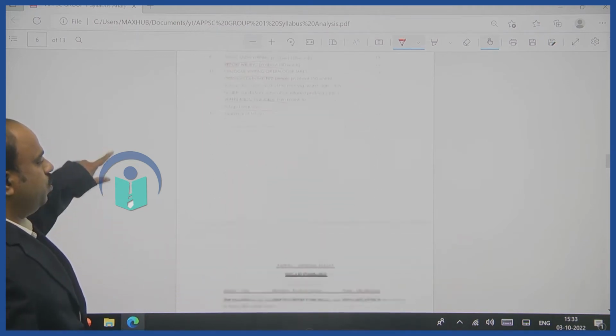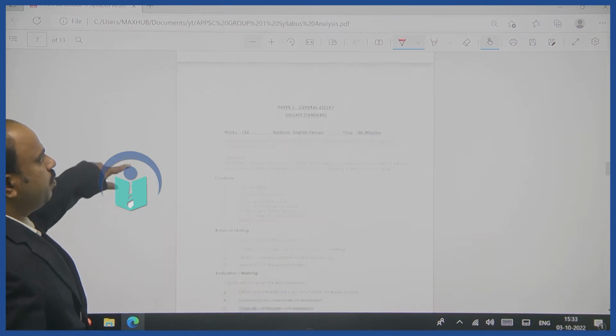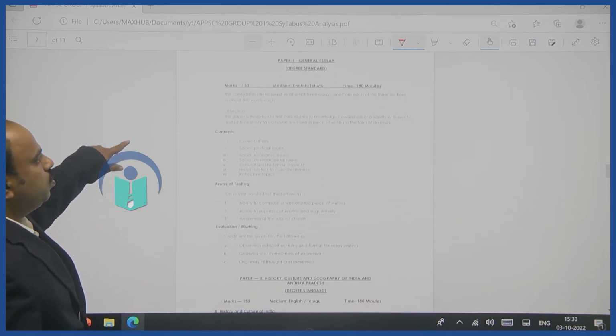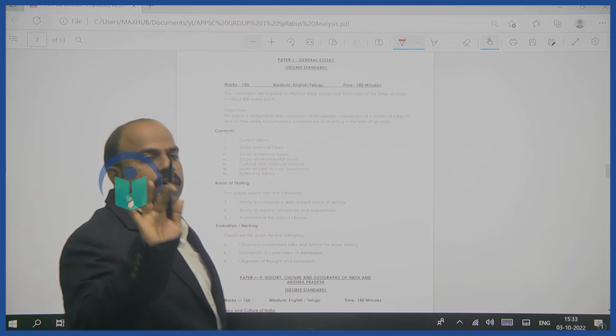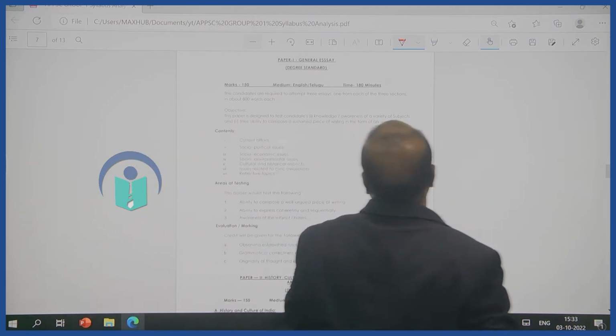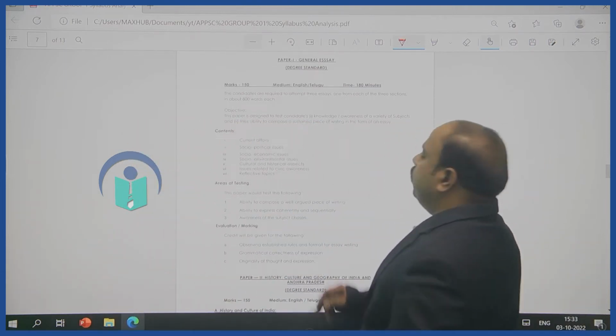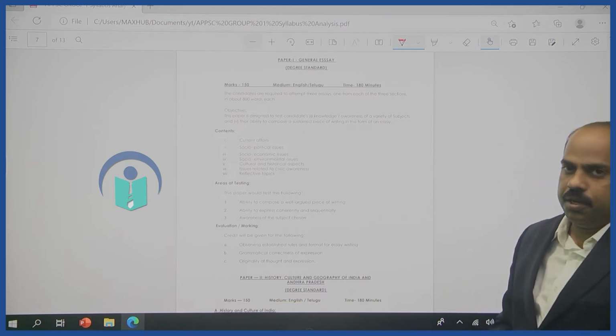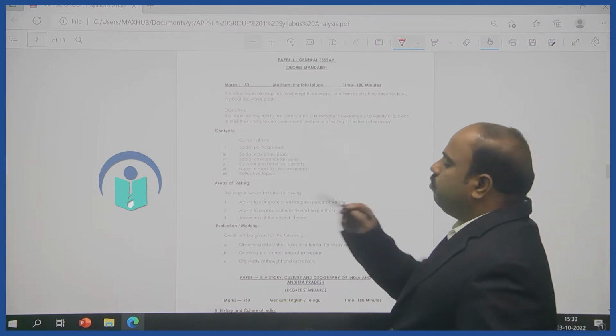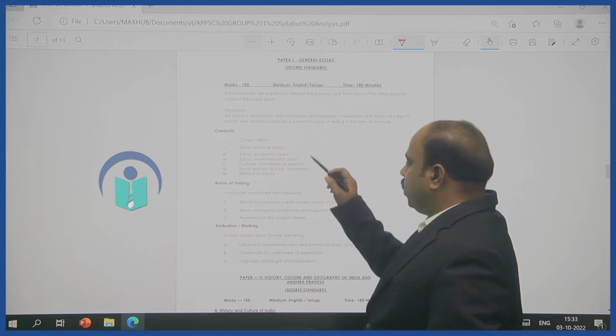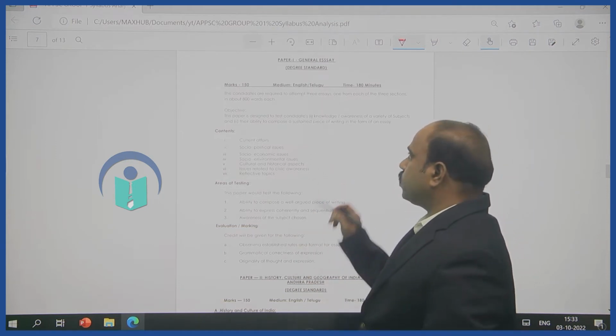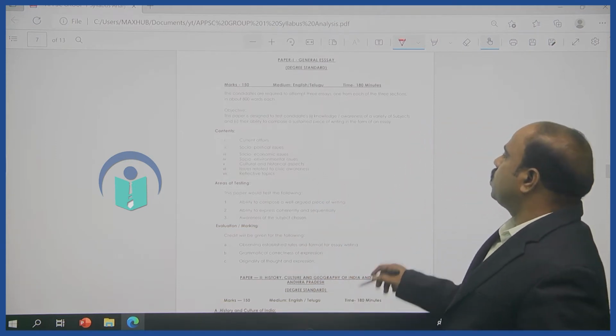The next, grammar of Telugu. Following. So one time preparation, 2 times revision is more than enough for Telugu as well as English. Now coming to the main paper, that is general essay. Okay, following. So in the mains, essay will be given from these topics. Okay, following, from these topics.